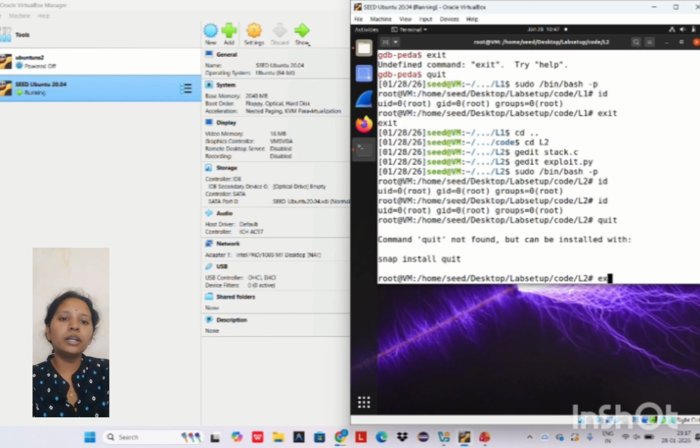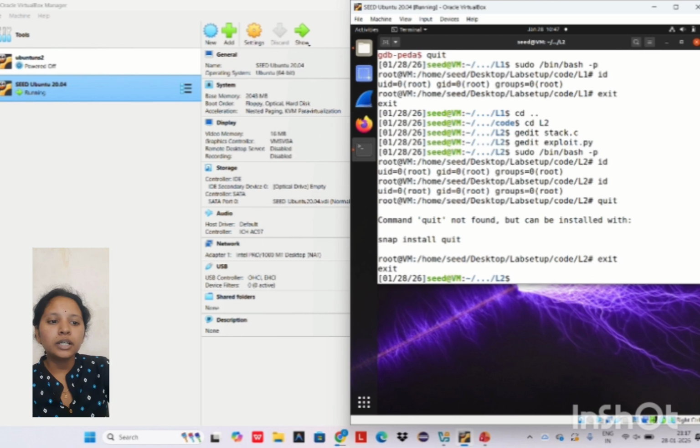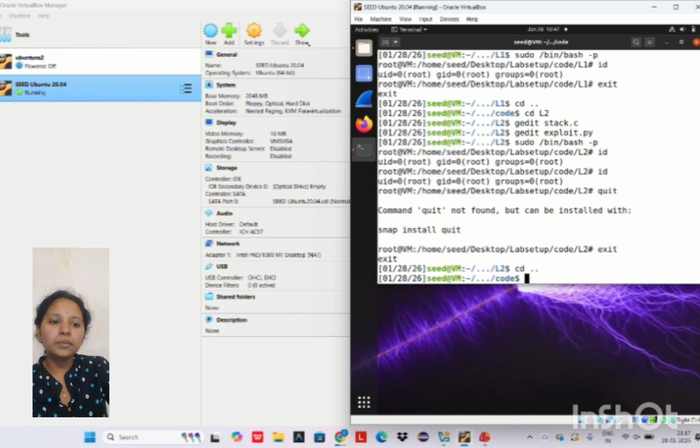Together, level 1 to level 4 provide a step-by-step learning path, starting from the basic overflow concepts and progressing towards advanced exploitation.